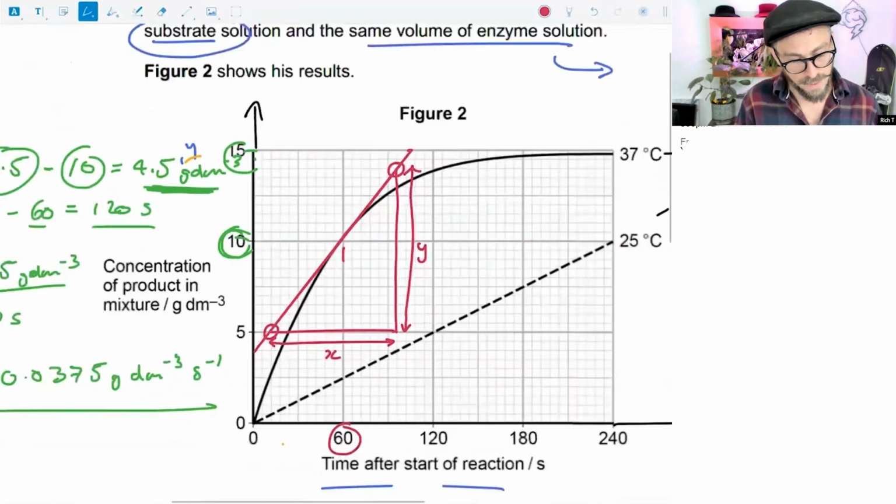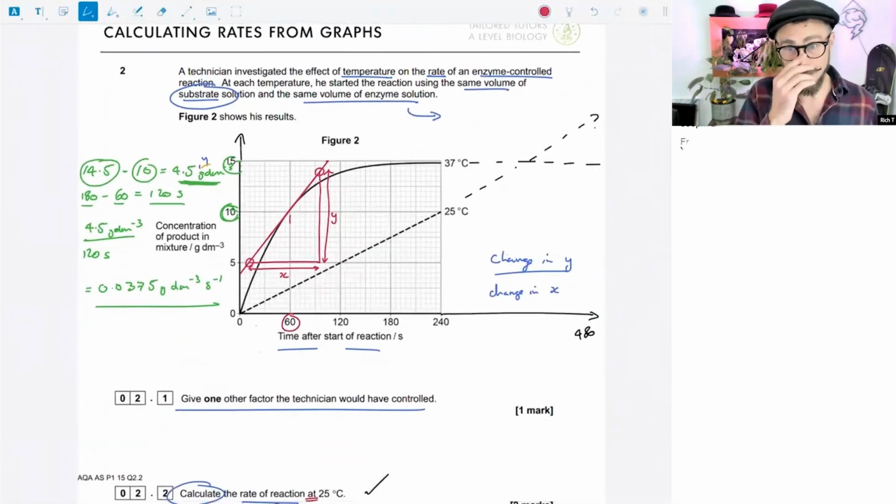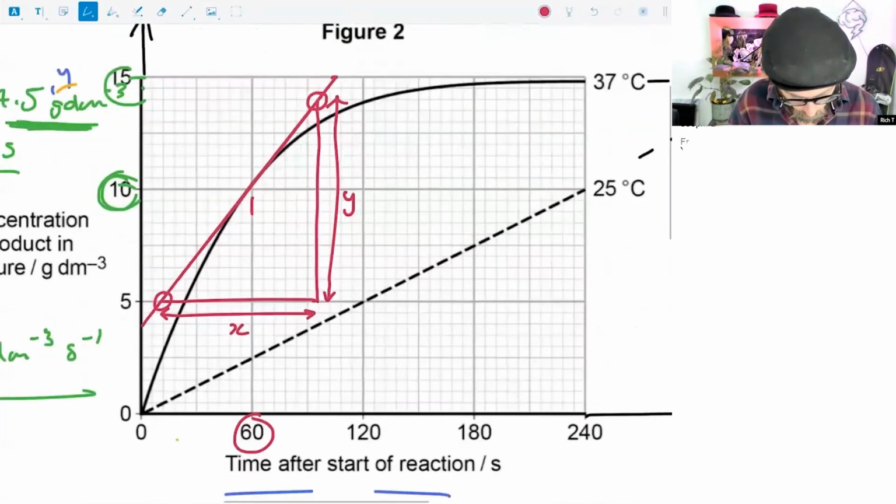Any questions about that? Because this might be new to some of you. But the most important thing is that you're trying to find nice, clean areas where you can read off the graph and make your life as simple as possible. I guess we could do this one if we wanted to.